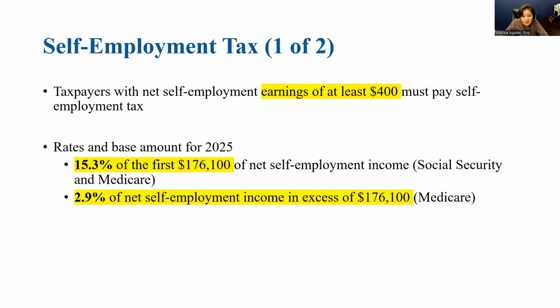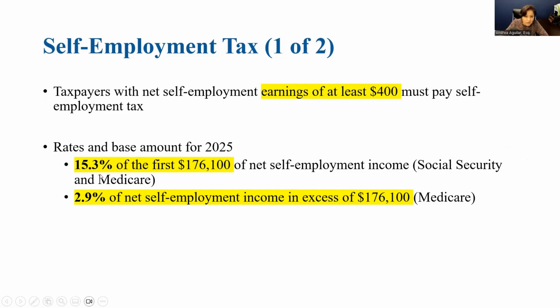The rate is 15.3% of the first $176,100 of net self-employment income and 2.9% of net self-employment income in excess of $176,100. What is this? I mean, this is just double the FICA amounts, okay? And here, notice that you are only paying Social Security taxes and also Medicare taxes.